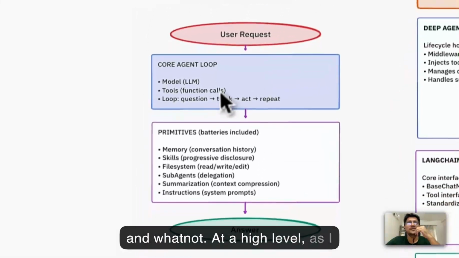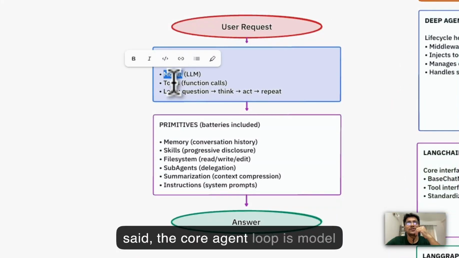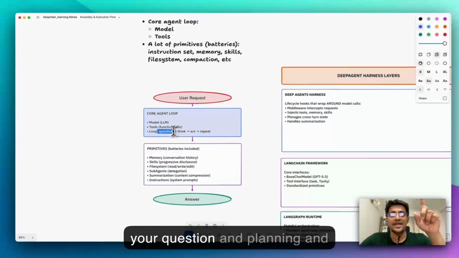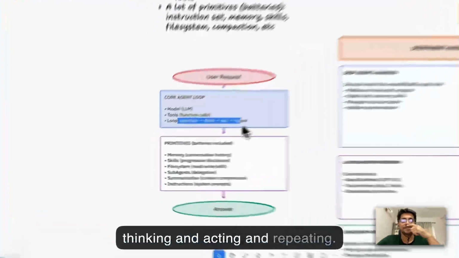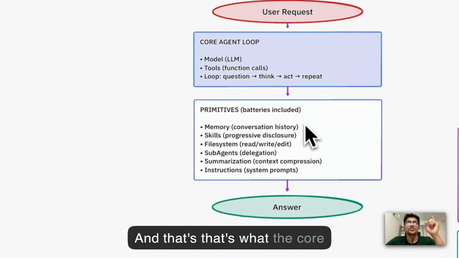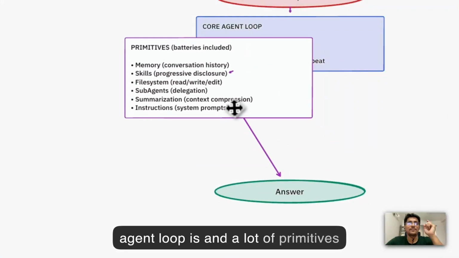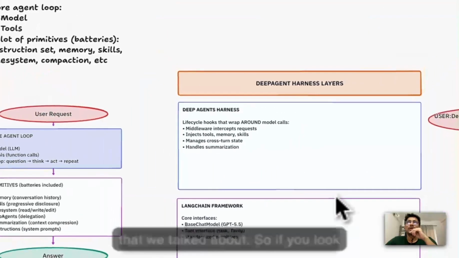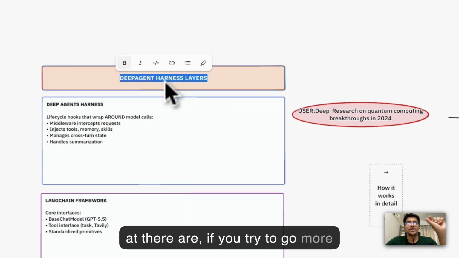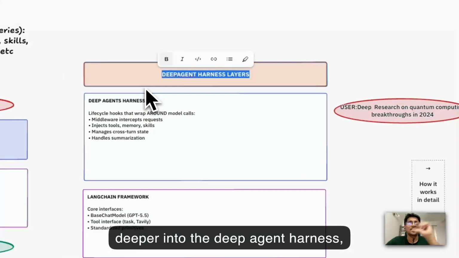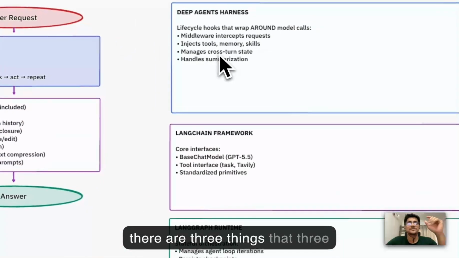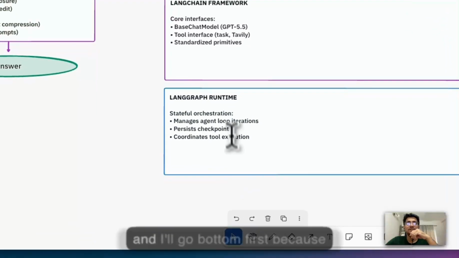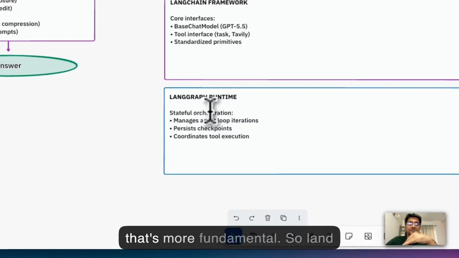At a high level, as I said, the core agent loop is model, tools, and it just keeps taking your question and planning and thinking and acting and repeating. And that's what the core agent loop is, and a lot of primitives that we talked about. So if you try to go deeper into the deep agent harness, there are three layers that it provides. The first is, and I'll go bottom first because that's more fundamental.